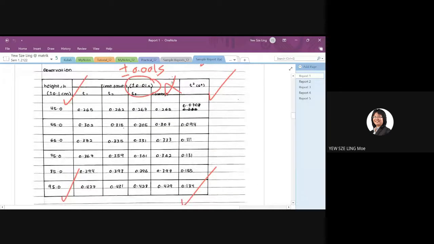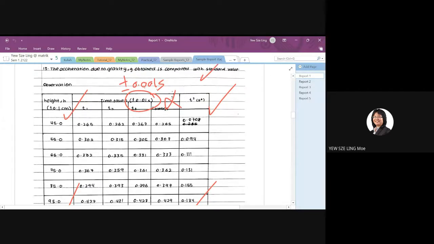So this one, the table, only has one mistake, because the uncertainty should be plus minus 0.01. You gave me 0.001, so the 10 is missing. But then you see the times that you recorded all come in 3 decimal places, so obviously your uncertainty is incorrect.